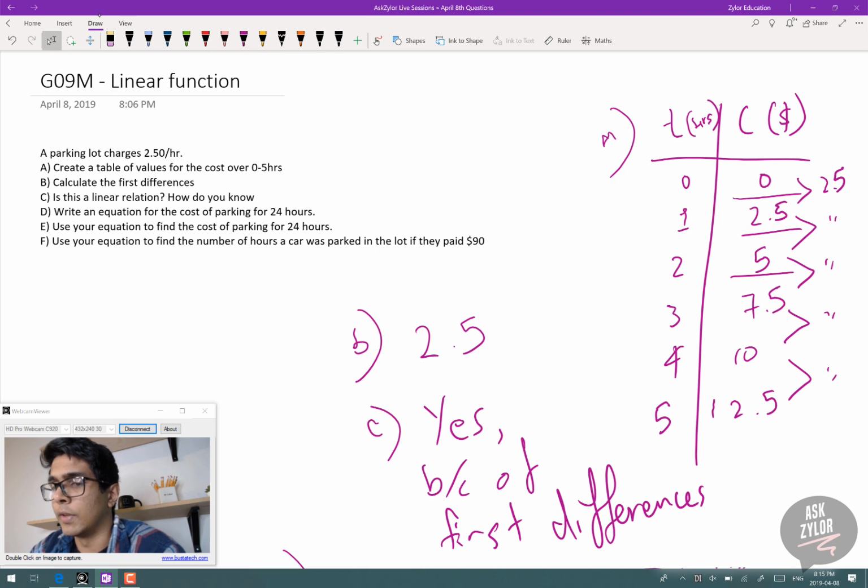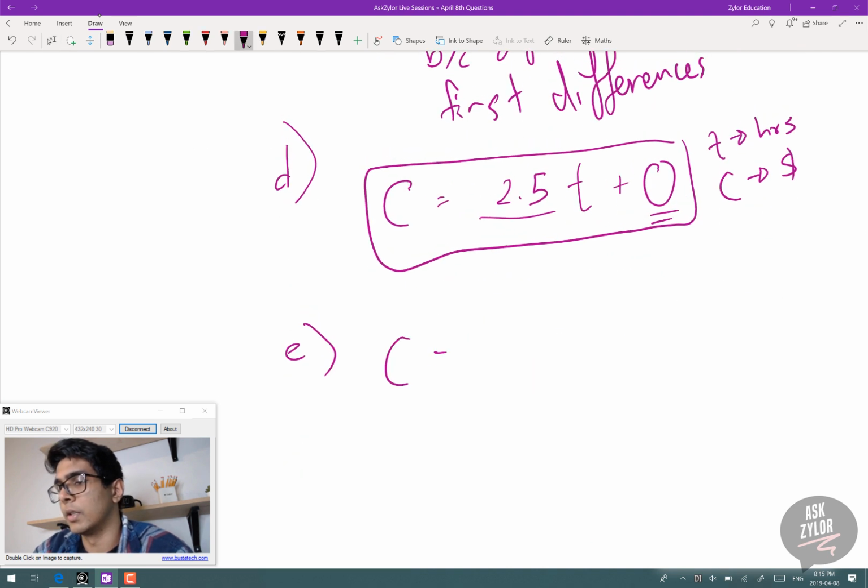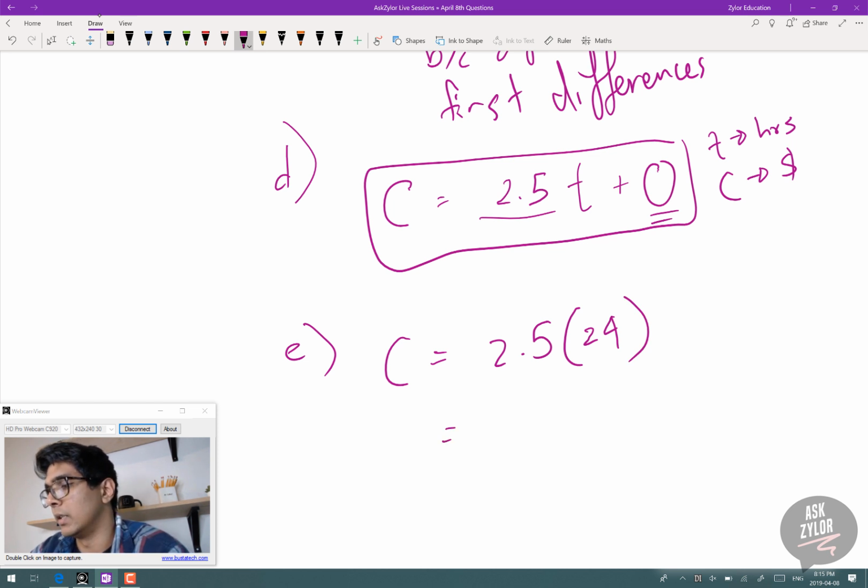So the next part of the question is asking, use your equation to find the cost of parking for 24 hours. So then my cost is going to be 2.5 times 24. Right. So I can just put that in my calculator to give me 60. So my cost for 24 hours is going to be $60.